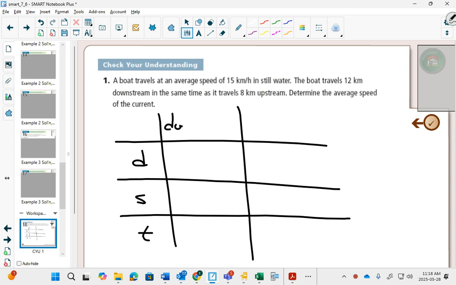So we can write downstream and upstream. And the question tells us the distance downstream was 12 kilometers. The distance upstream was 8 kilometers. And we need to find the average speed of the current. So I'm going to introduce a variable. I'm going to introduce the variable x for the current.